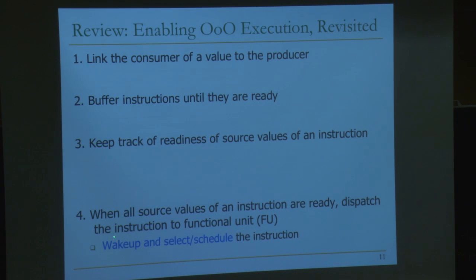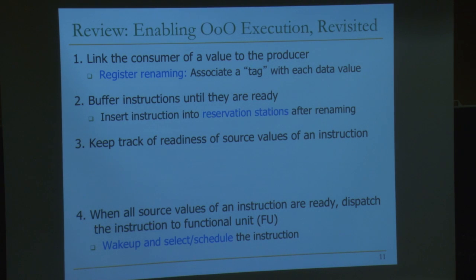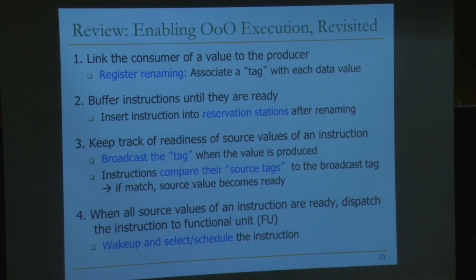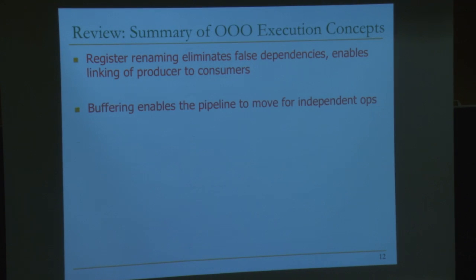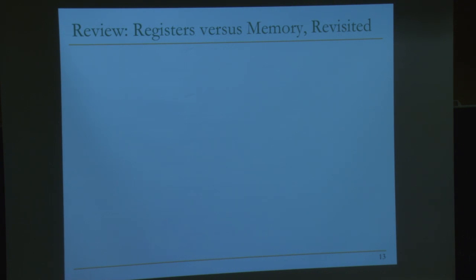Basically, there are four things that enable out-of-order execution: linking the consumers of a value to the producer via register renaming, buffering instructions until they're ready via reservation stations, keeping track of readiness of source values of an instruction by broadcasting the tag and comparing the tags with the source tags, and waking up and selecting or scheduling the instruction when all source values of an instruction are ready. And this is another way of looking at it, so I'll flash this again.